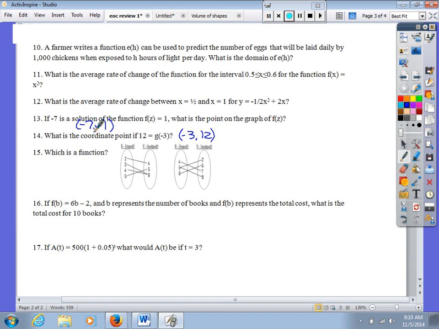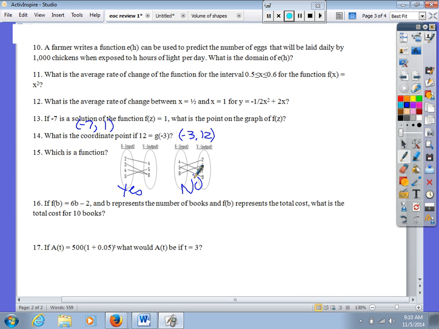Okay, which is a function? To make something a function, what happens? What cannot repeat? Right, it's never fun to date your x's twice. So was this a function? Yes. Is this one a function? No. All right, 16 and 17 are very simple.